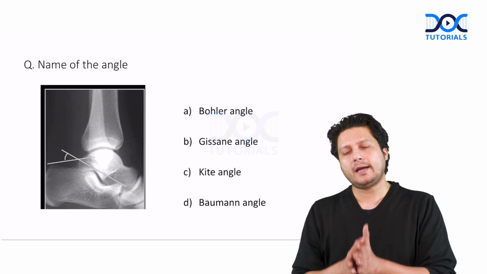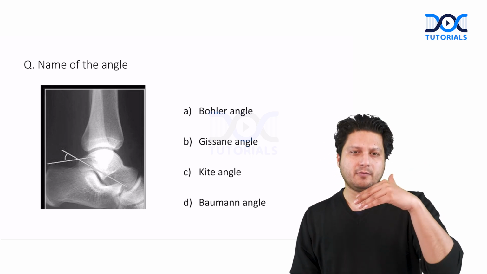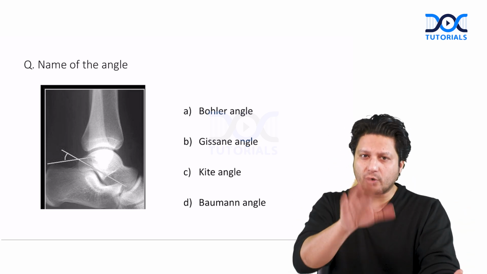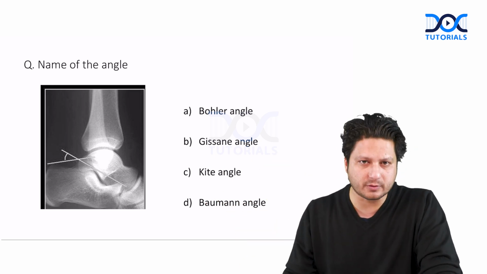Mind you one thing, every time the examiner asks about the scaphoid fracture, he will be keeping a complication in the question. Complication is something that he wants you to know. Non-union and avascular necrosis, that means osteonecrosis.